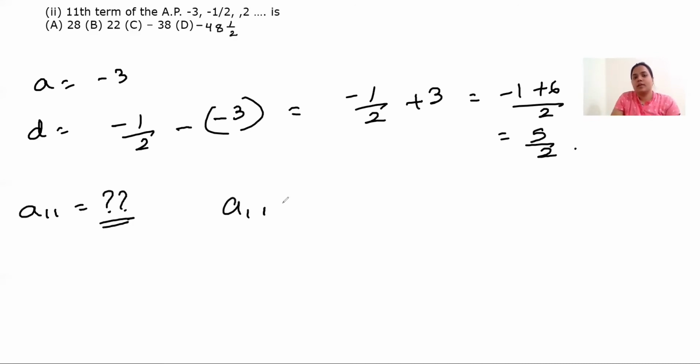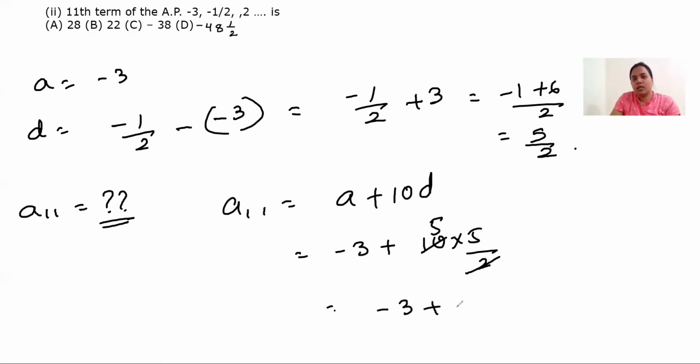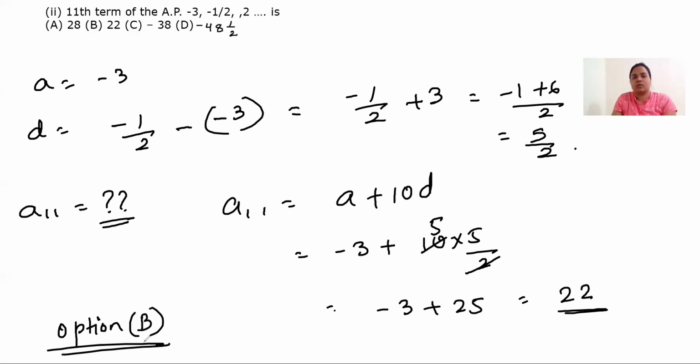So A11 is equal to A plus 10D, minus 3 plus 10 into 5 by 2. 2 5s are 10, minus 3 plus 25, that is equal to 22. So the correct option is option B.